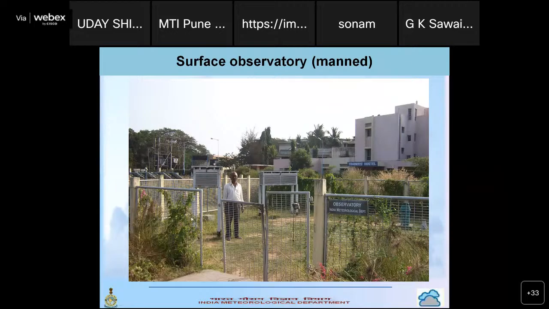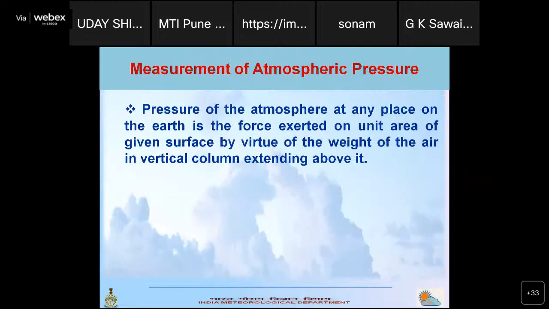This is what our surface observatory looks like, the India Meteorological Department surface observatory. It has a single Stevenson screen and a double Stevenson screen. The single Stevenson screen has four thermometers, and the double Stevenson screen has thermographs and automatic, autographic measuring instruments kept inside. This is the rainfall measuring instrument. Rainfall is also measured automatically here. So we will see one by one how the observations are taken.